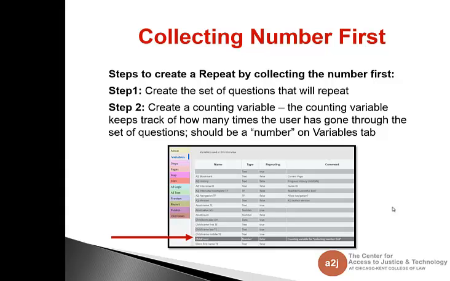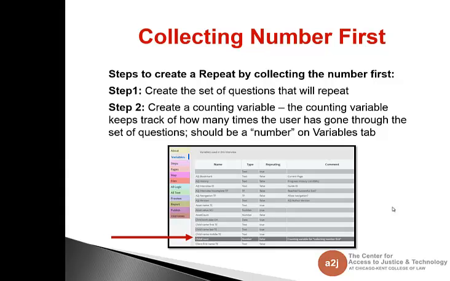The first step is to create a set of questions that will be repeated. So this set of questions would be everything you need to know about the specific, for example, children. You need to have a question about the child's name, the child's date of birth, their address, and potentially what school they're in. So you would create that set of questions first. Then you would create the counting variable. The counting variable keeps track of how many times the user has gone through that set of questions. It should always be a number on the variables list.